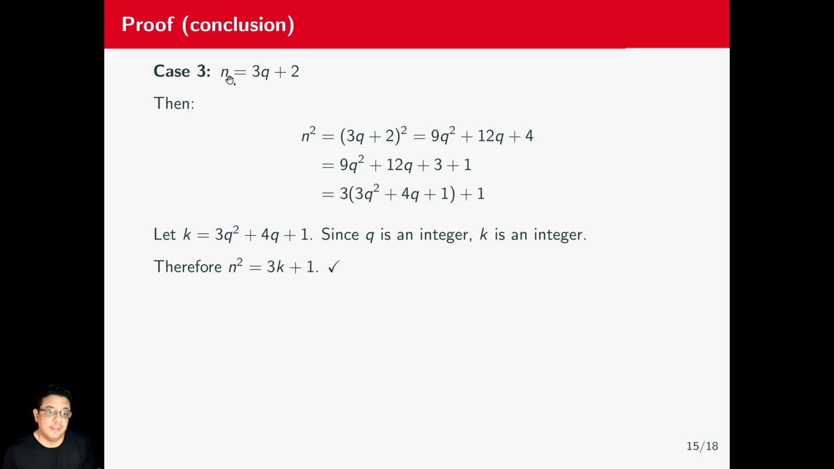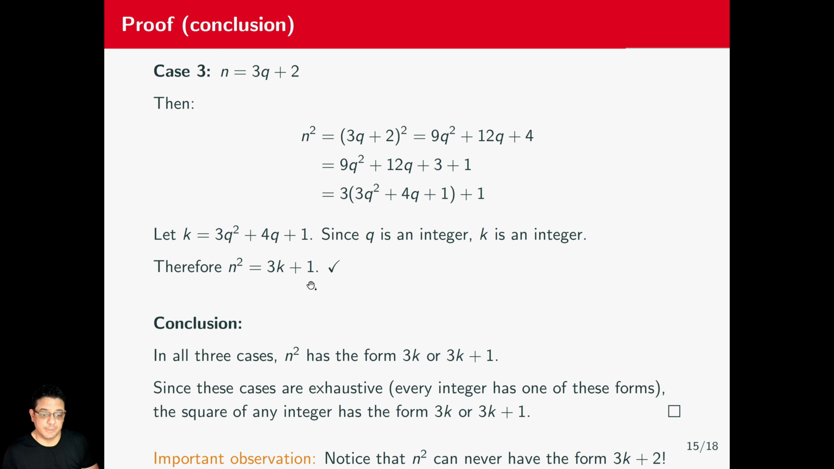Now, the final case, if n is 3q plus 2, we do the same thing. We square, we break the binomial square. And so notice that we can pick this entire piece, factor 3, leave this one out. And so we're going to have 3 times this number, plus 1. And if we make this k, once again, we have that n squared is of the shape 3k plus 1.